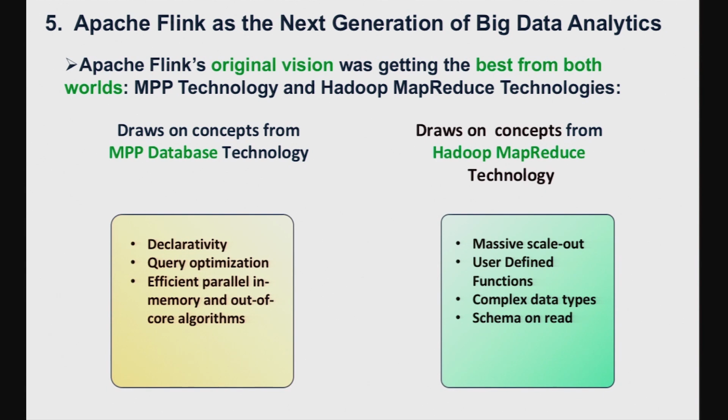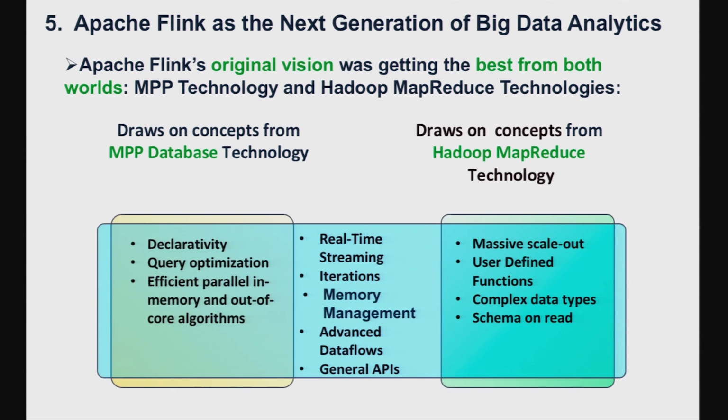Also, it has much more complex data types, user-defined types, and schema on read. You don't have to think about the schema in advance, whereas with a traditional database, you have to have a model in advance to be able to even start putting data in. So Flink is trying to combine both and add a few more goodies to it. That's essentially what Flink offers.